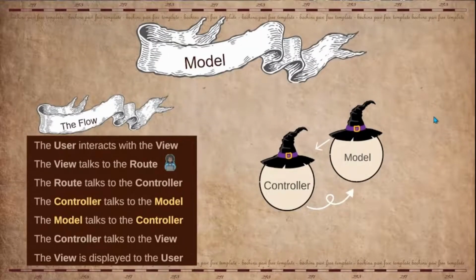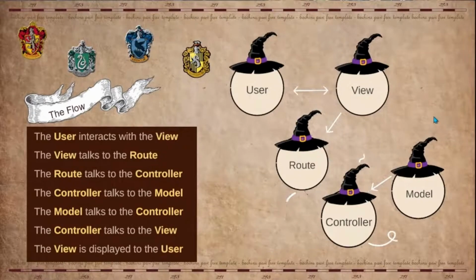And so it flows. The user interacts with the view, talks to the route, talks to the controller, talks to the model, talks to the controller, talks to the view, and finally, the view is displayed to the user. Hopefully, this is making a little bit more sense now. It's almost time for class, but maybe it would help if I just showed you. Come on, let's try out the Mossa Vitri Charm.